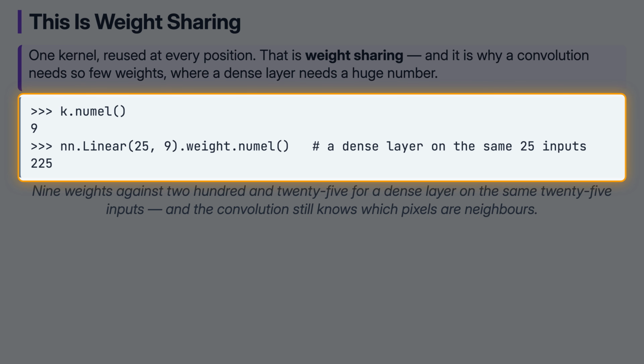Count the weights. This kernel has just 9. A dense layer over the same 25 inputs would need 225. Sharing the weights is why a convolution needs so few, and it still knows which pixels are neighbors.